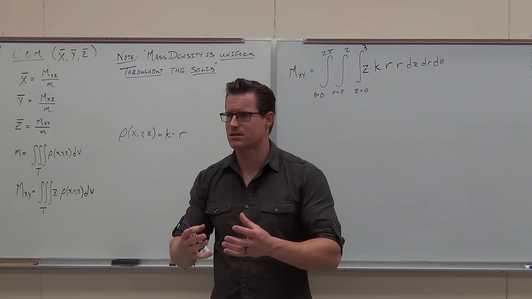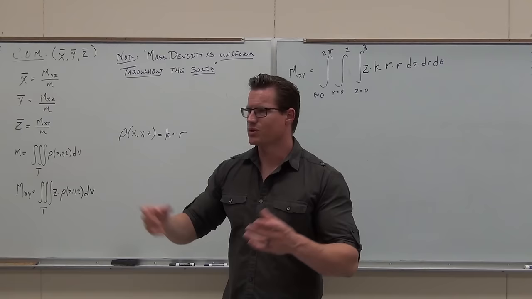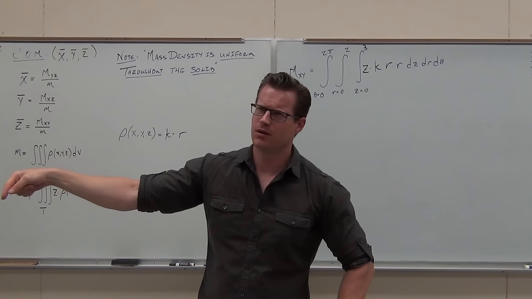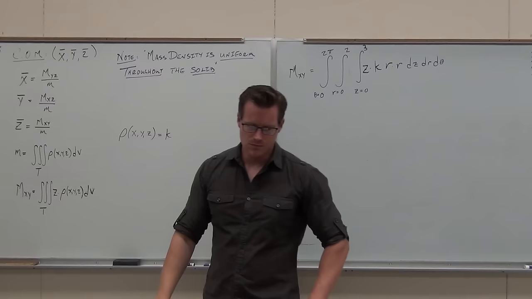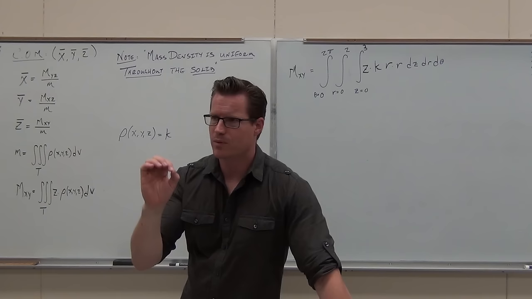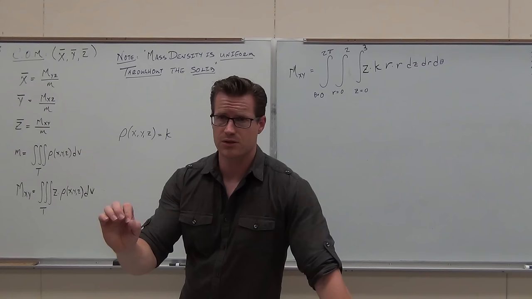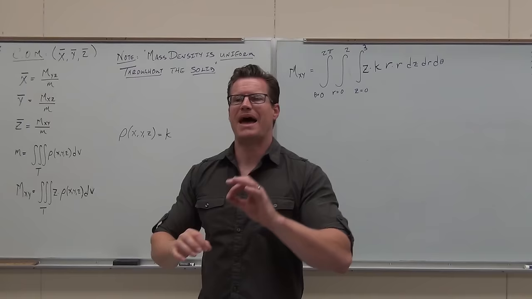So if the mass density is uniform throughout the solid, it's not proportional in any direction. It's the same everywhere. What does it mean when it's the same everywhere? Constant. The mass density would be constant. This is called being homogeneous. Homogeneous mass density is constant at every point. It does not change. It's not based on where you are on the coordinate plane. So when you say a homogeneous solid, it means the mass density is constant. Is that clear for you?